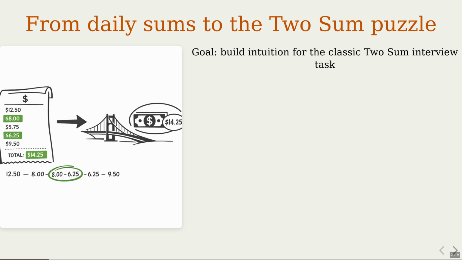Every time you total prices in a shopping cart or combine scores in a game, you are quietly solving little search puzzles about which numbers add up to a target. Today, we are going to unpack a famous version of this called the two-sum problem, which shows up constantly in coding interviews and real systems.